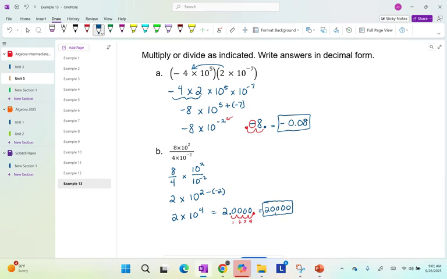Okay, so that is division. And now we've multiplied and divided with scientific notation.